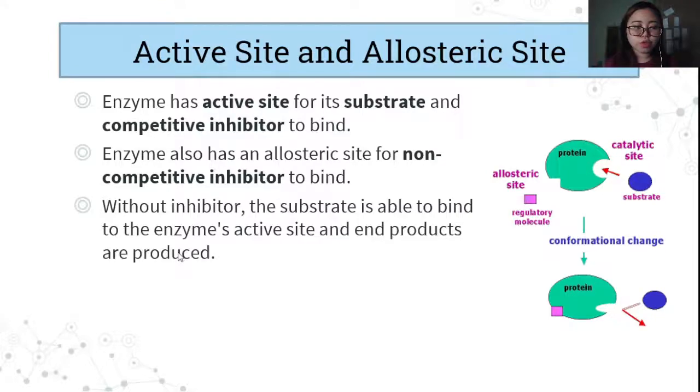But what we're going to focus on more is about the concept of inhibitor. Without the inhibitor, the substrate is able to bind to the enzyme's active sites and end products will be produced. Kalau tiada sebarang inhibitor, biarpun dia competitive inhibitor atau non-competitive inhibitor, substrate dapat masuk dalam active site dan menghasilkan product. Active site kadang-kadang digelar sebagai catalytic site, as you can see from this diagram on the right.